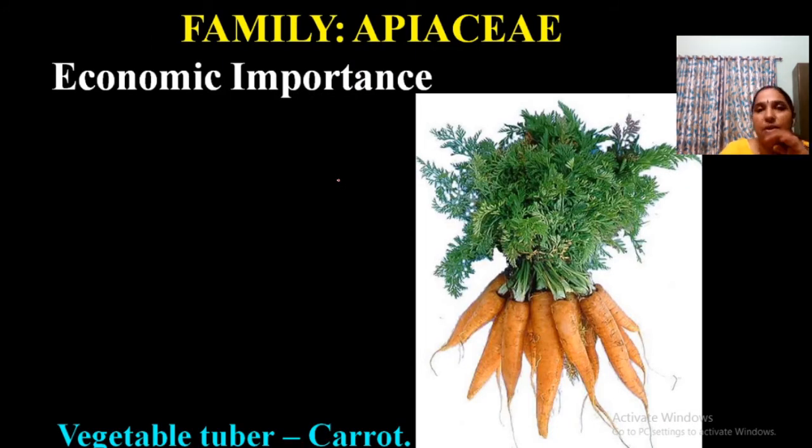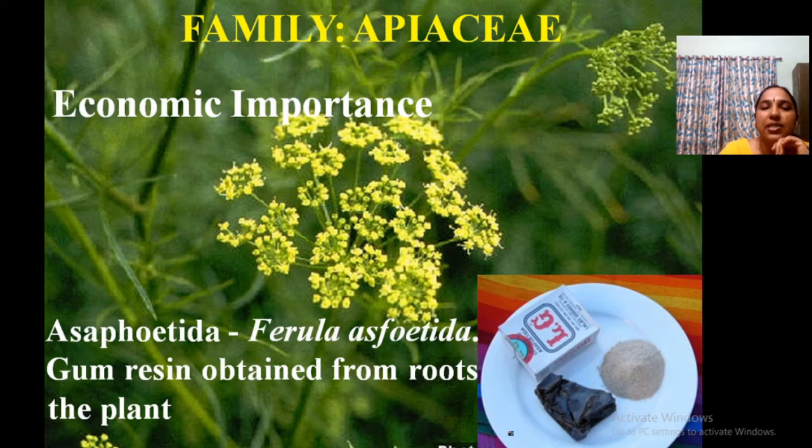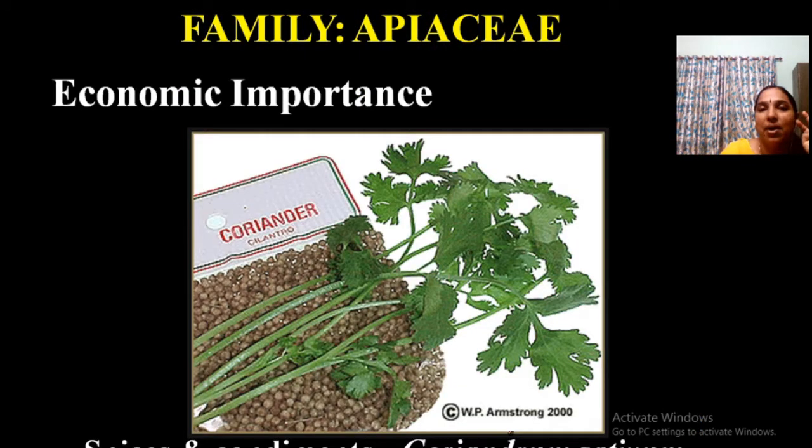The first one is a vegetable, a tuber, which is a taproot modification: carrot. Then another one is asafoetida. What is asafoetida? Kayam. Ferula asafoetida, or kayam, belongs to this family. It is a gum resin obtained from the roots of the plant. The root produces a gum resin that is dried and used as kayam, which is used in sambar. Then coriander powder is another important spice and condiment in our dishes.